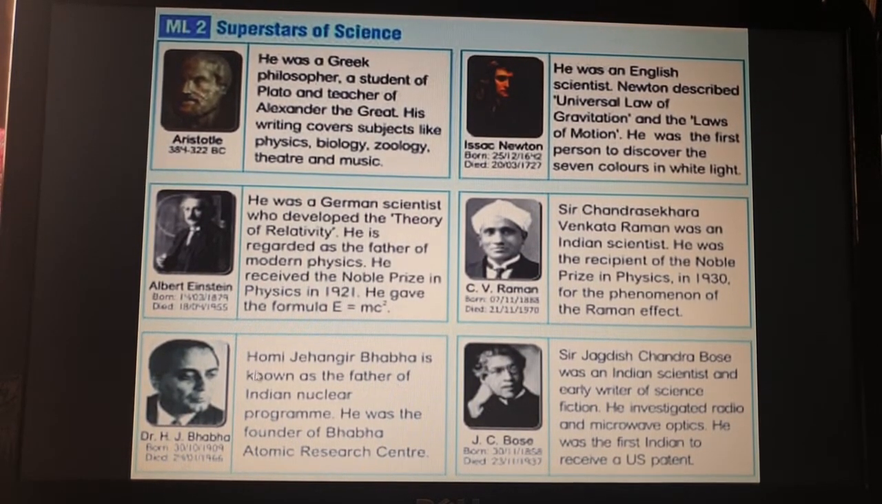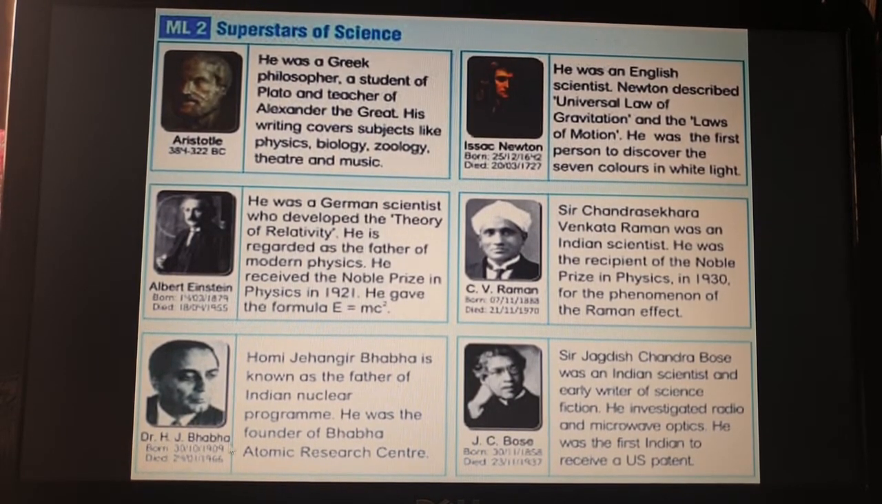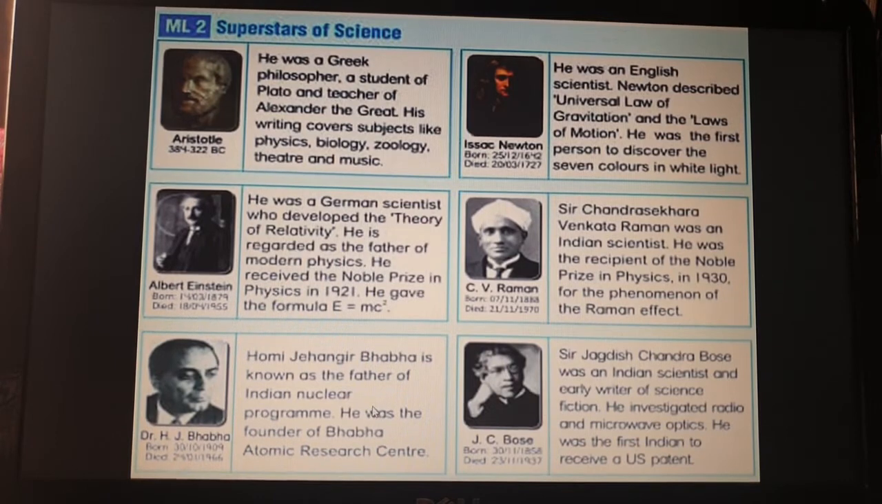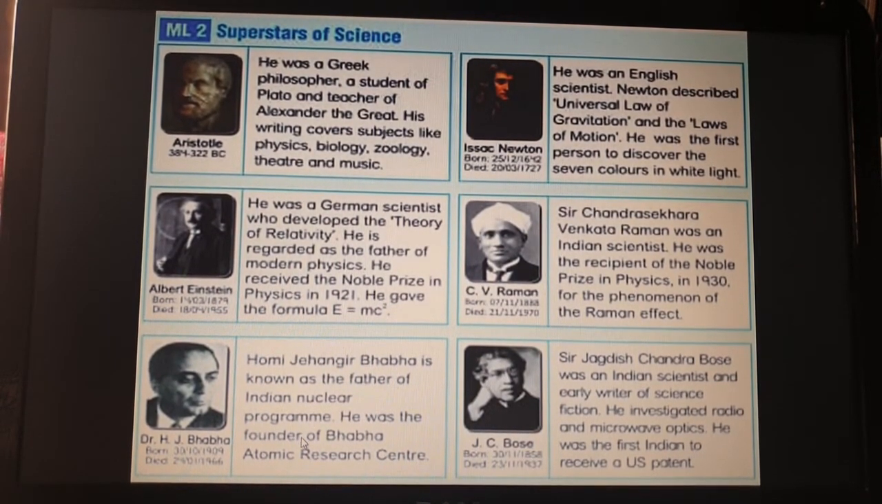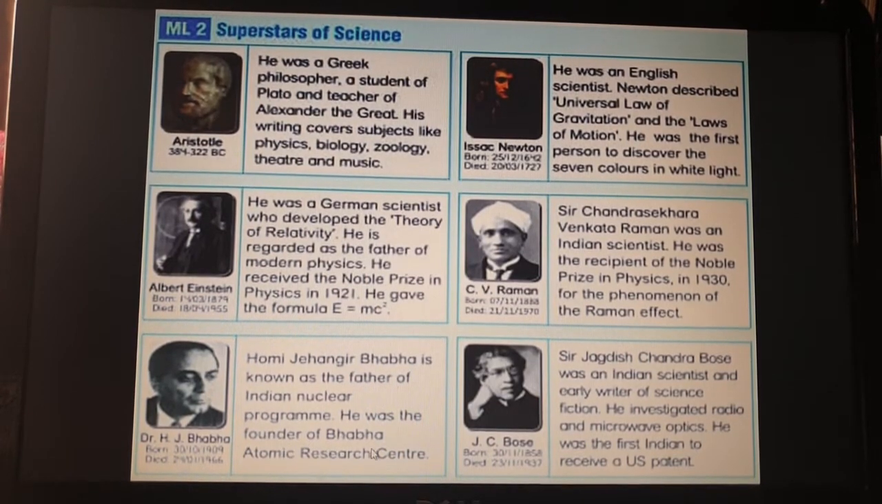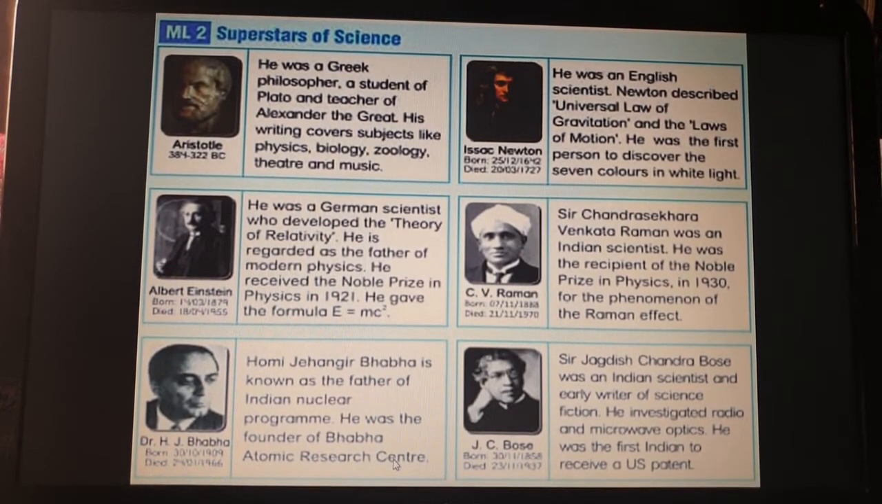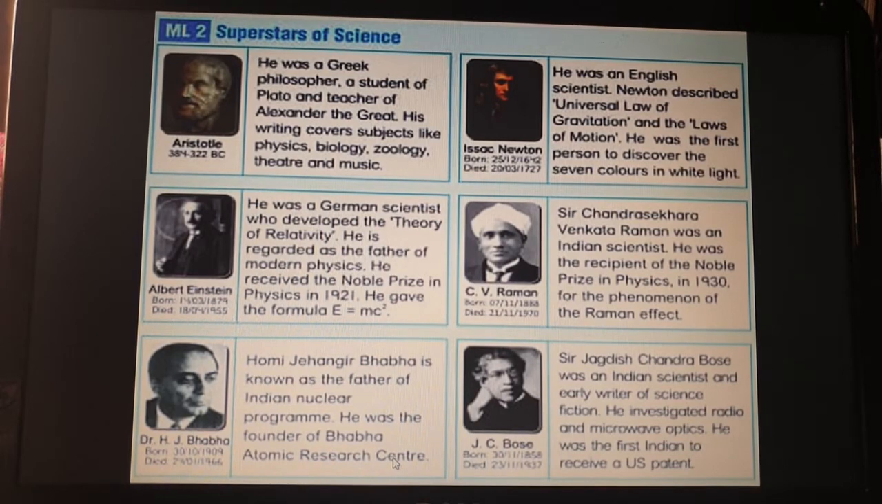Here we have one more scientist from India, that is Dr. H.J. Bhabha. He is also known as the father of the Indian nuclear program. He was a founder of the Bhabha Atomic Research Centre, which is still working.